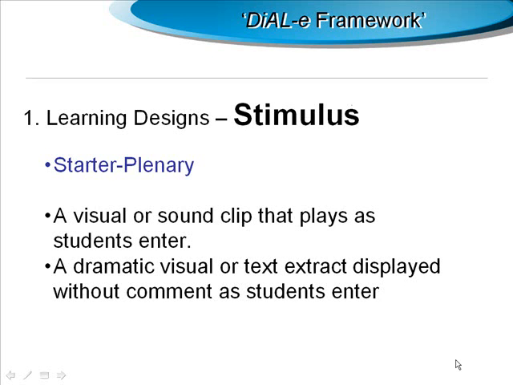And the image or the sound or the video that's being played need not necessarily address directly the subject content that's going to be discussed during the course of that learning engagement. It may be deliberately tangential, so as to engage learners in some thought process that attempts to match what it is they think they're going to be learning in the course of that session and what actually is taking place.